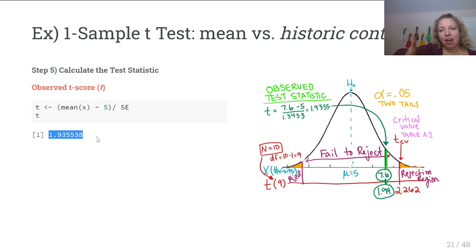If I draw that on my normal curve, I see that it's not as extreme as our critical value. Our rejection region to reject the null requires that our t-score was bigger than 2.262. In this case, our data is not that absurd. It's not that extreme. Because our observed test statistic from our data is in the middle, we fail to reject the null. We have no evidence that the whole population has more than 5 visits per year.